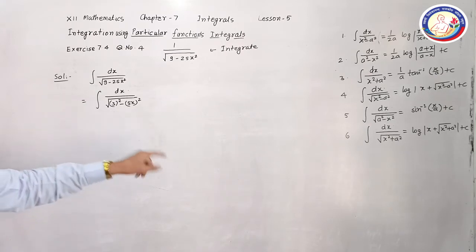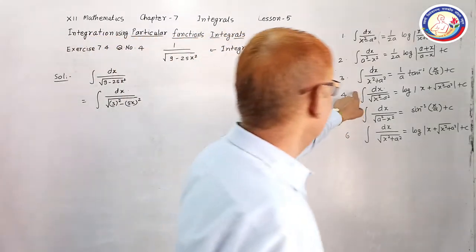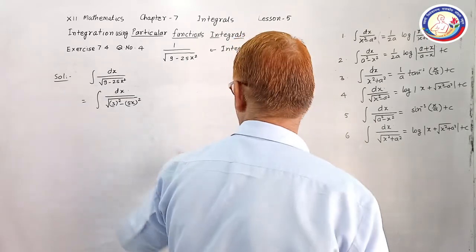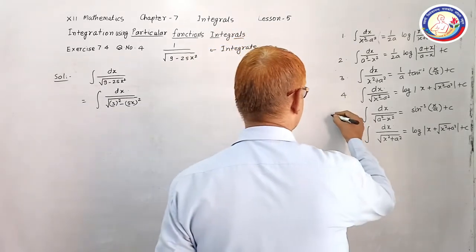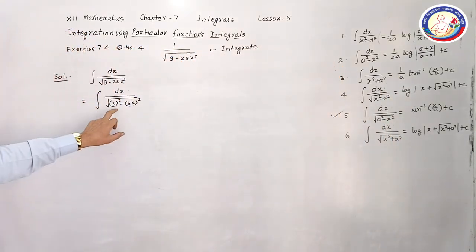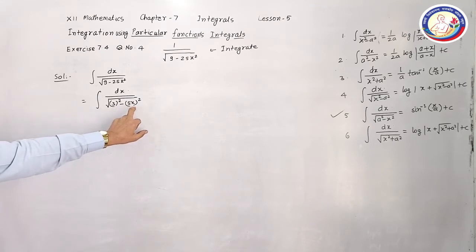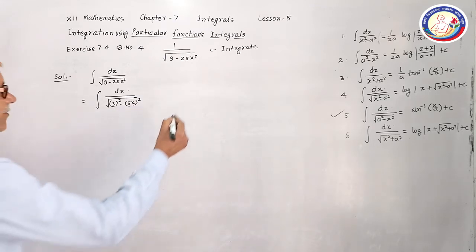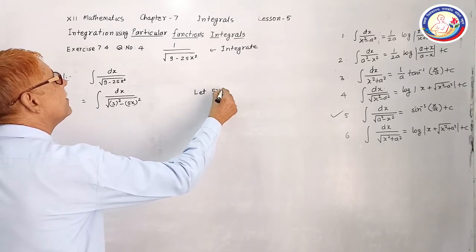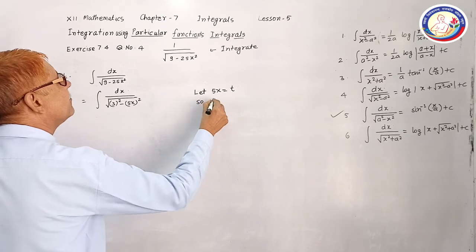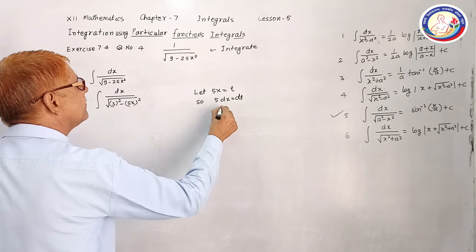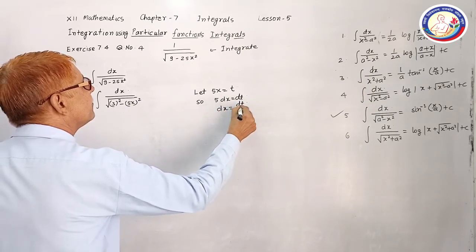This is in the form with a square root. These three formulas are with square root of a square minus x square. This is the formula to be used. Here a equals 3 and in place of x we have 5x. So put 5x equal to t. Let 5x equal to t. So 5 dx equals dt, and dx will be dt upon 5.